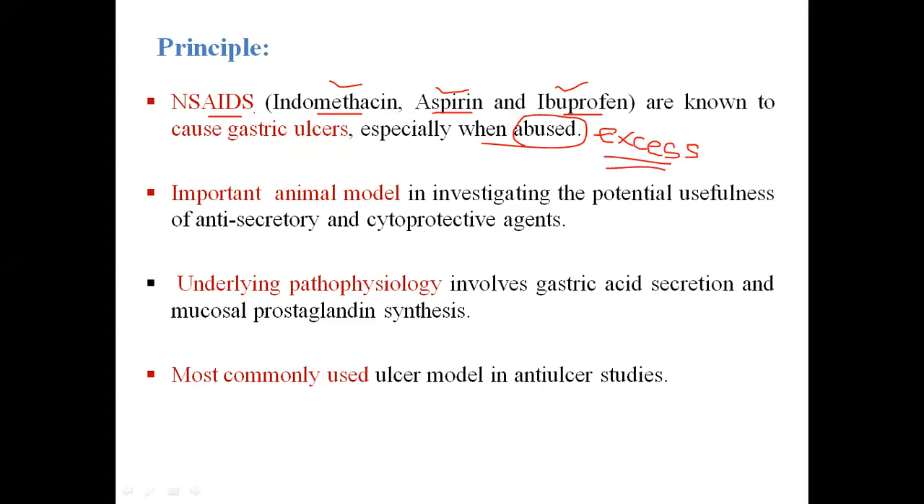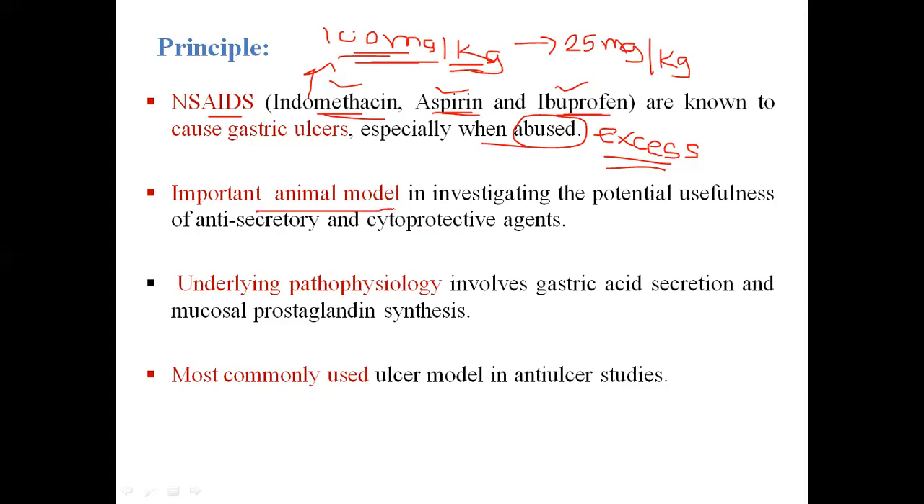So the dose of indomethacin is 100 milligram per kg. This dose will induce ulcer. This is too much, this is excess. If you reduce it, like take 25 milligram, then this will not cause ulceration. So we are using 100 milligram per kg to induce ulceration. You can take anyone, indomethacin, aspirin, ibuprofen. All can be used.